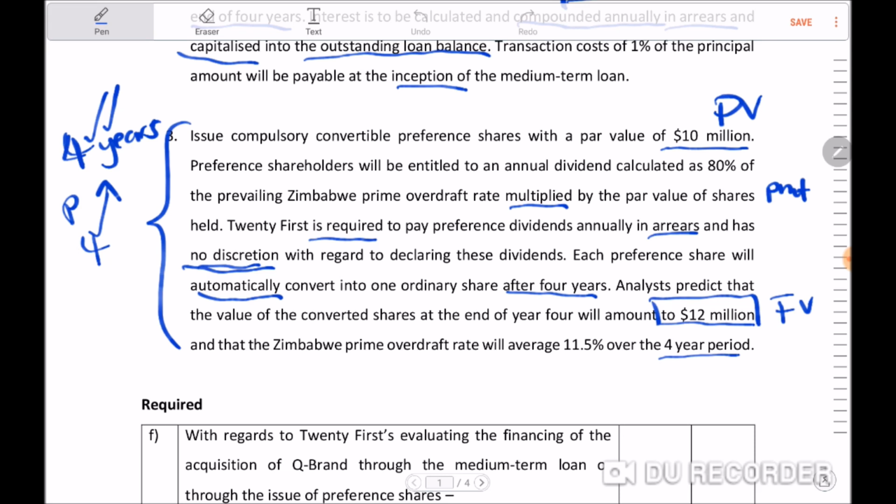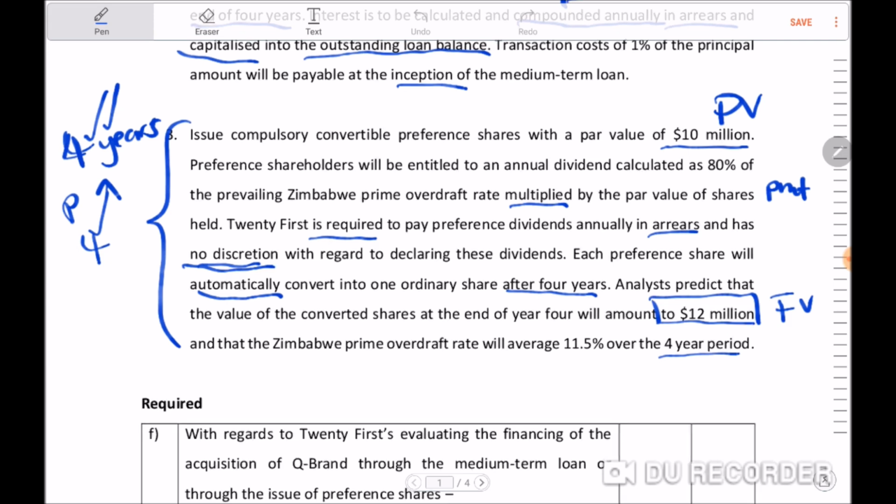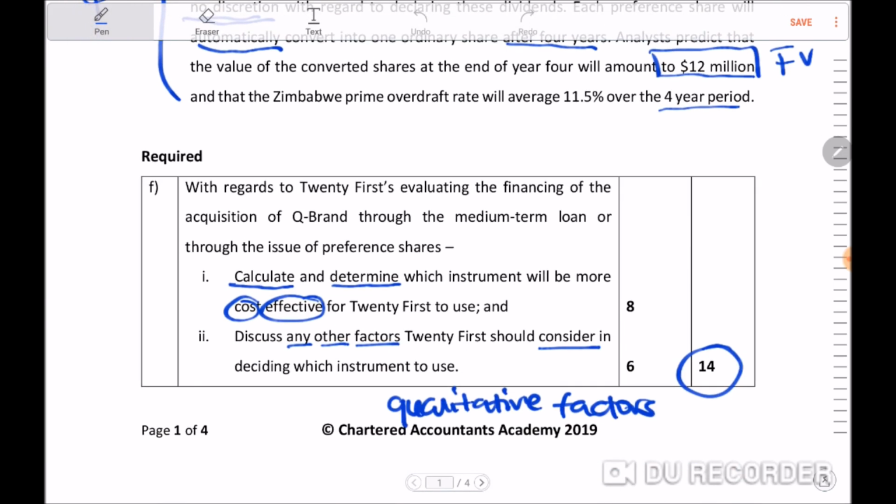What else would they have considered? We could have considered that analysts predict the value at the end of the 4 years to be 12 million. How did they come up with this predicted value? And then how did they come up with the average of the prime rate and so on? All of this was for us, in order for us to obtain this 6 marks, giving us a grand total of 14 marks.